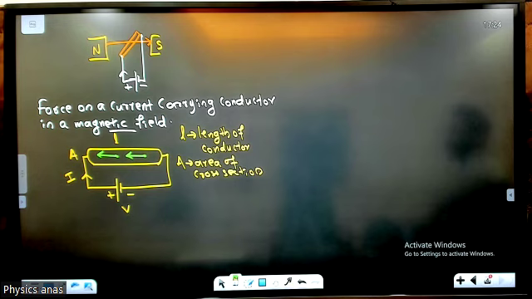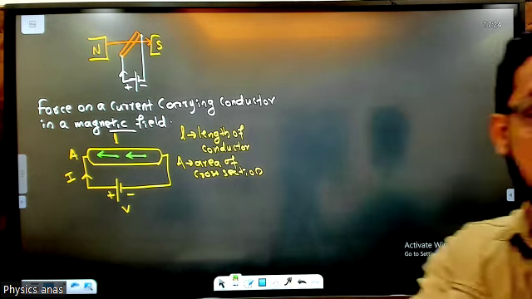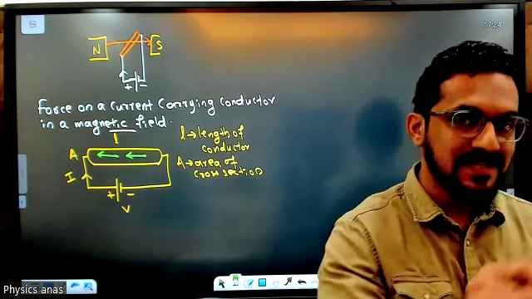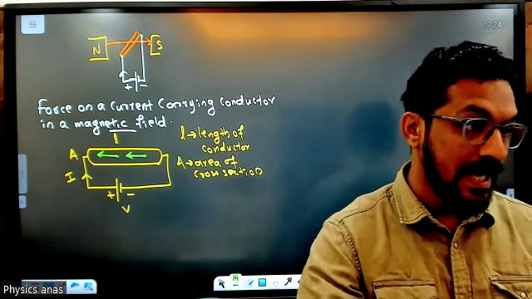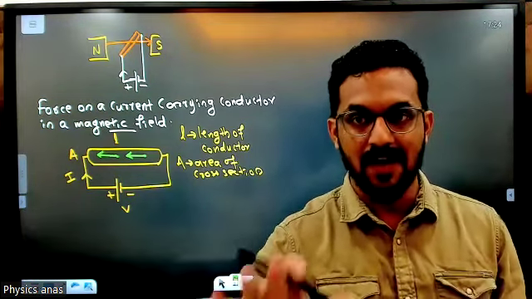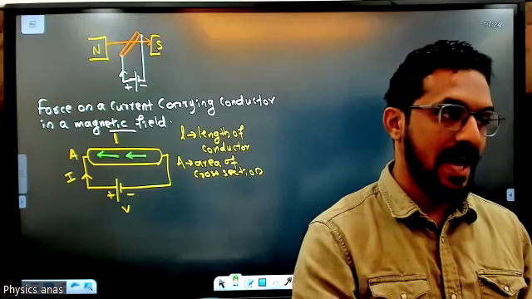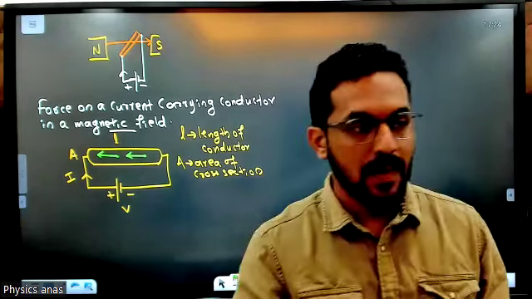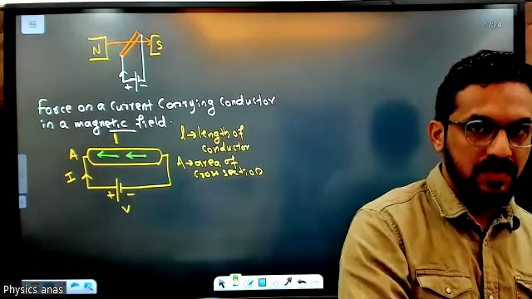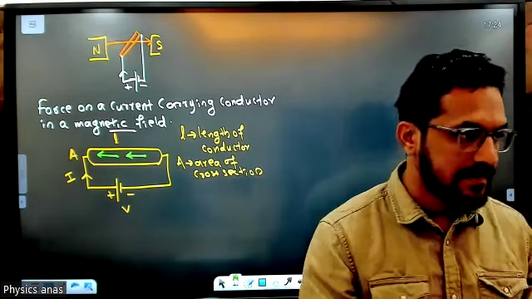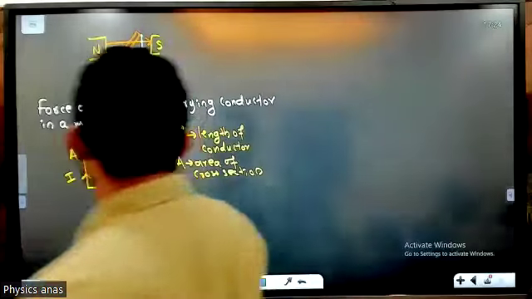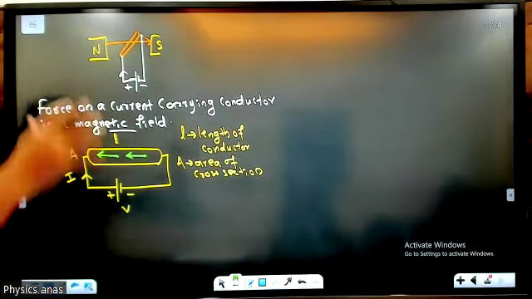We have an equation for force, magnetic force. What is magnetic force? Force on a moving charge in a magnetic field. What is that equation? F is equal to Q into V cross B. That is our equation, right? But we are considering a current through that conductor.